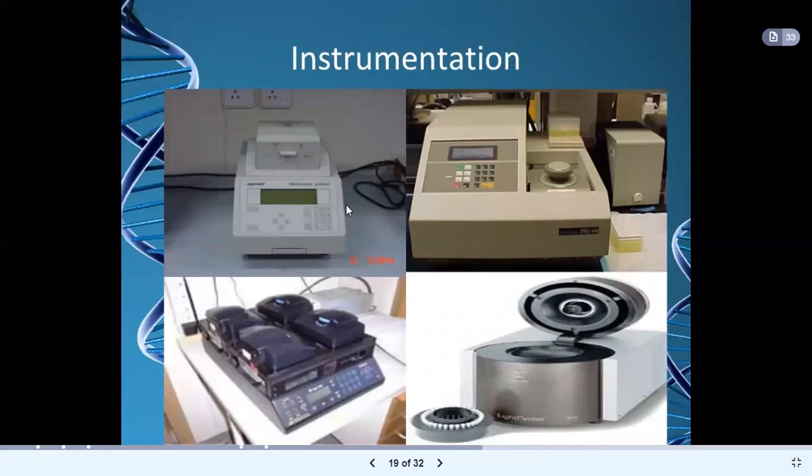Here are some of the modern instruments. These are known as the PCR machine, thermocycler or thermal cycler. All the names are similar for that. So it is a thermocycler. This is a modern one. These are traditional, which are not recently used.